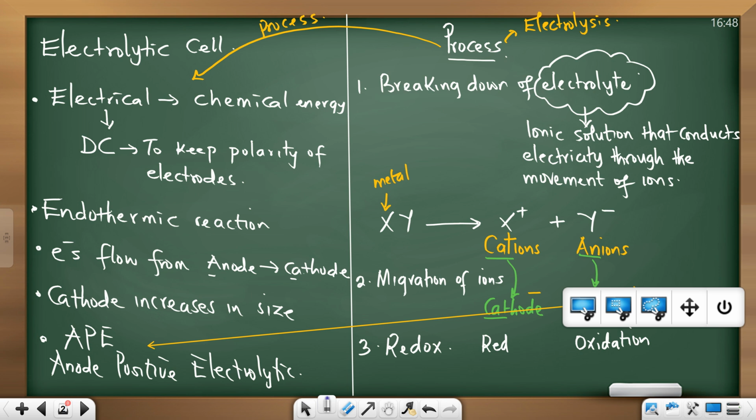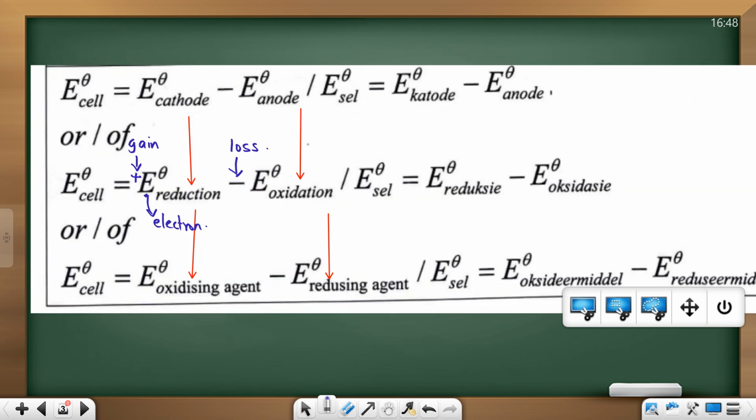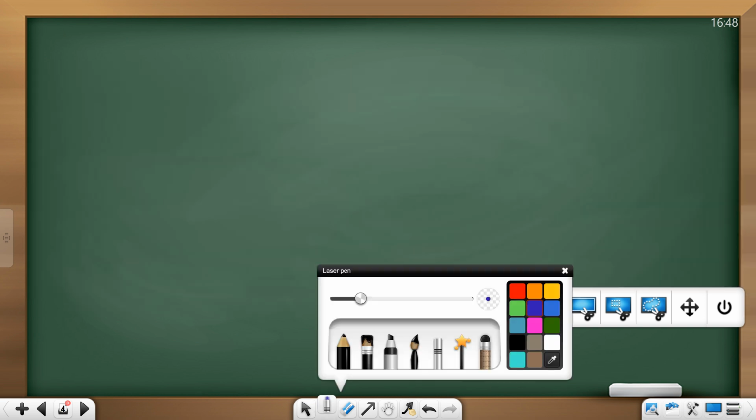How do you write? I don't know. We have so many learners in class. I don't know how we write, but for us, this is what we do.